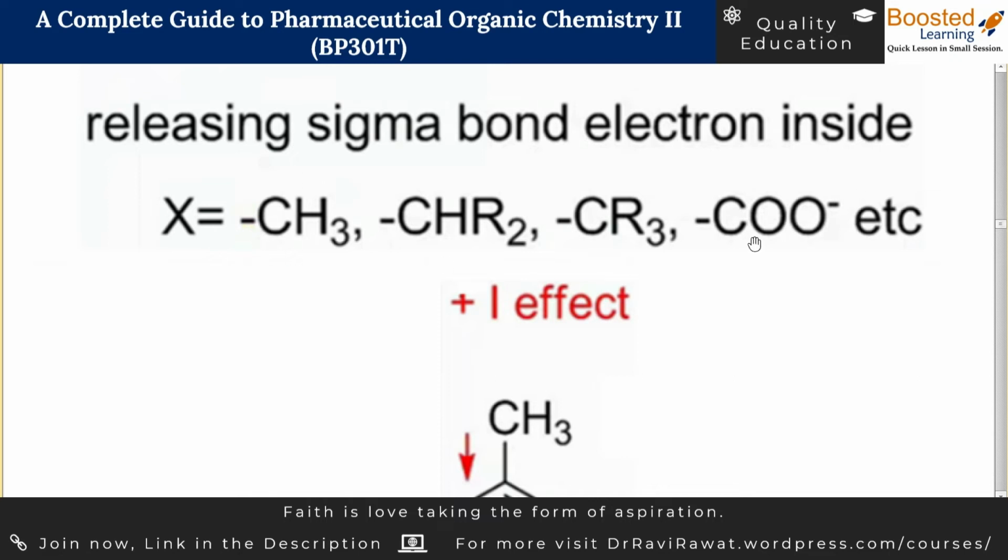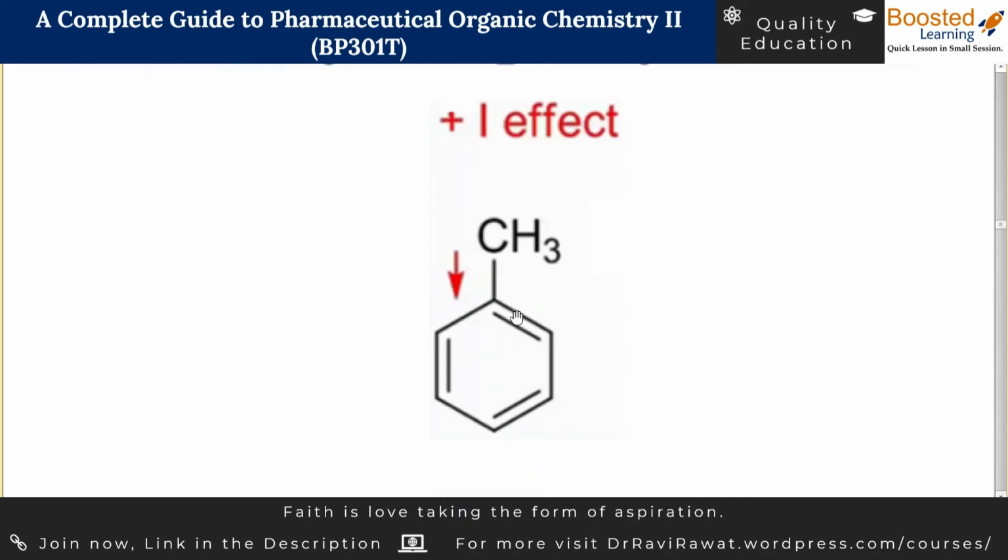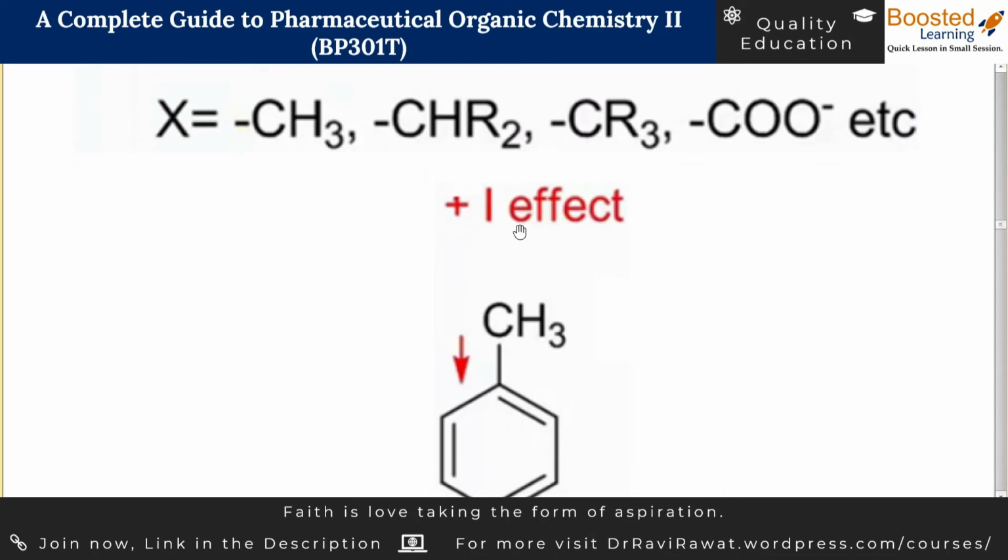So all of these carbons can donate electron density to the benzene ring. So that is how they are exerting positive inductive effect, and the characteristic of inductive effect is that the electron density is provided through the sigma electrons.